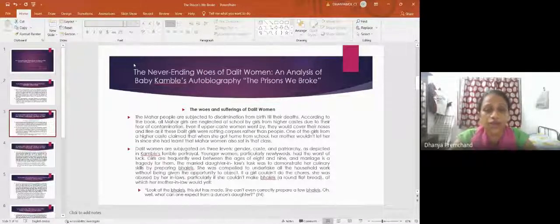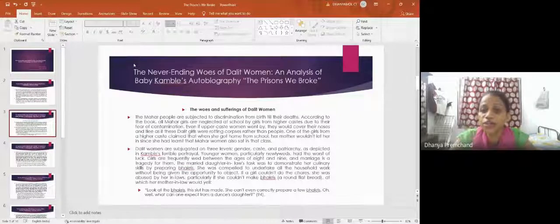One of the girls from a higher caste claimed that when she got home from school, her mother wouldn't let her in since she had learned that Mahar women also sat in that class. Dalit women are subjugated on three levels in this work: gender, caste, and patriarchy, as depicted in Campbell's terrible portrait. Younger women, particularly newlyweds, had the worst of luck. Girls are frequently wed between the ages of 8 and 9, and marriage is a tragedy for them.